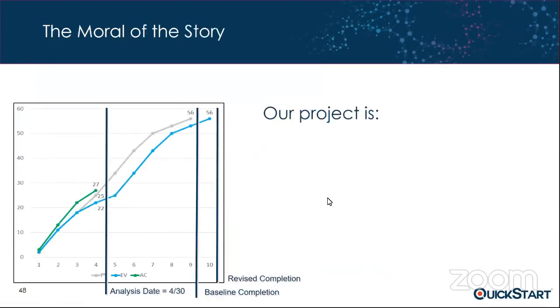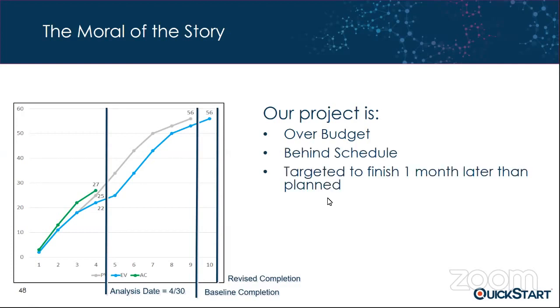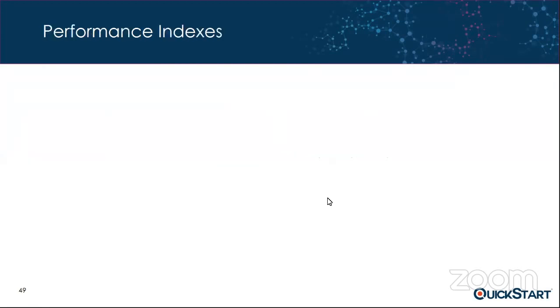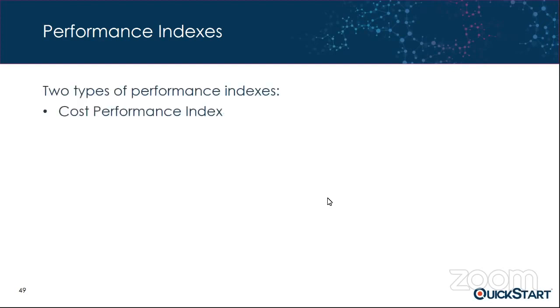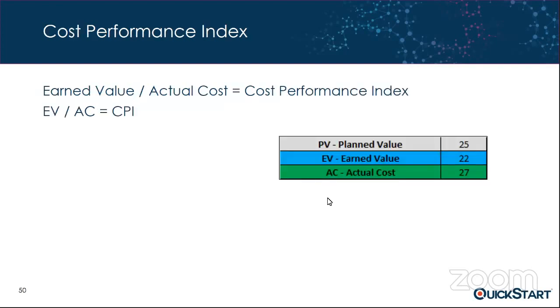So the moral of the story thus far, as I've mentioned already, is that our project is over budget and behind schedule, and our target to finish this project is 1 month later than planned. But we can go farther. There's actually something called performance indexes, and there are two types of these. One is a cost performance index, and the other one is a schedule performance index. Now, again, more formulas are coming your way.